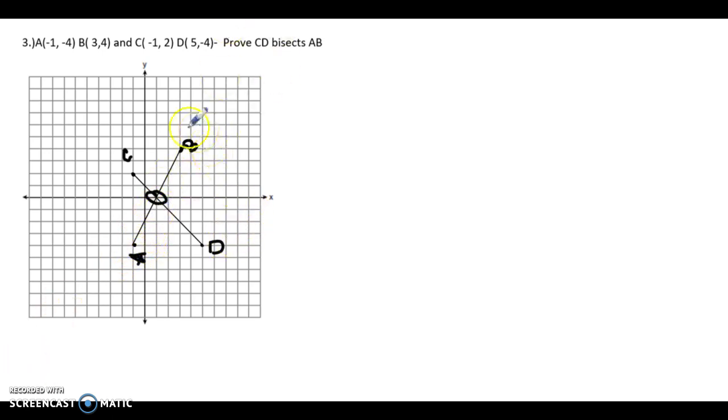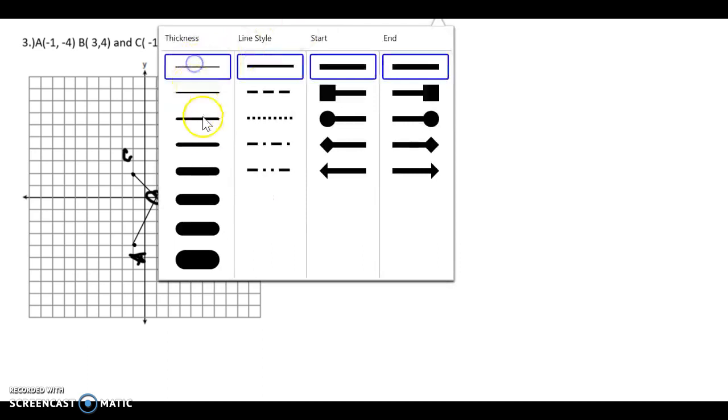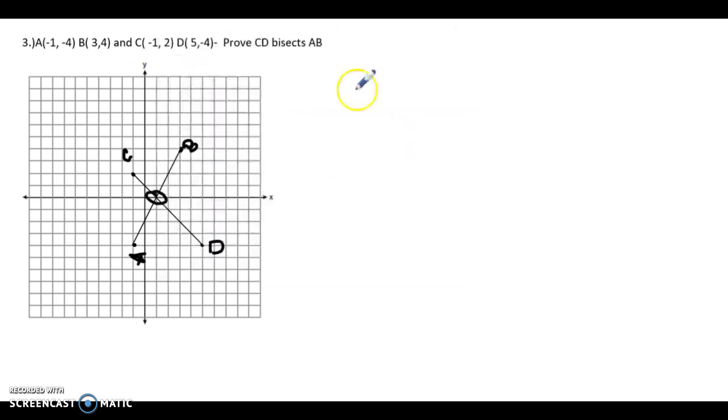So to prove that AB is bisected, I'm going to find the midpoint, or show that these are the same length. To do that, I'm going to count the distance from A to B. Basically, I'm counting the rise and the run. So I'm going up 1, 2, 3, 4, 5, 6, 7, 8. So up 8, and to the right 1, 2, 3, 4. Oops, 4, not 8.